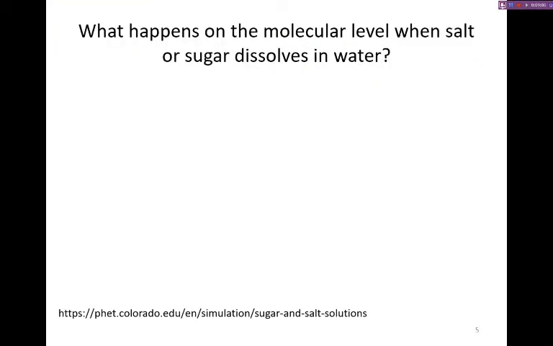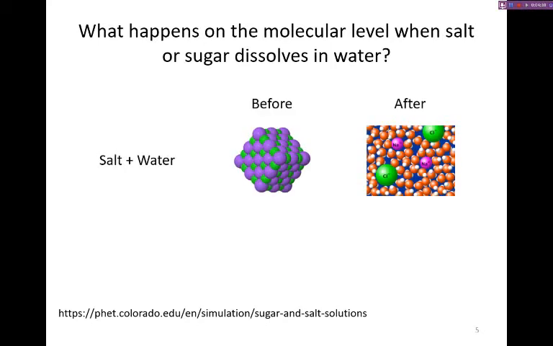So what happens on the molecular level when we dissolve stuff? So let's take an example of salt and water and sugar and water. And so we can look at before and after. Before, we're going to have these water molecules, and I'm going to approximate them as this. Okay? And so we'll have these water molecules that are surrounding this giant cube.